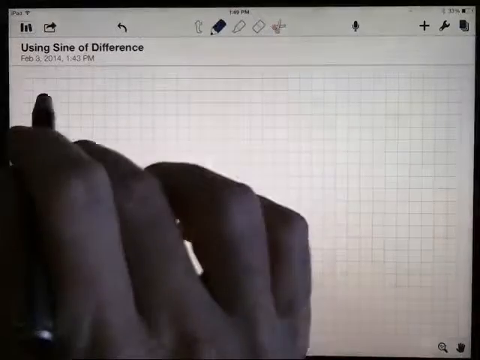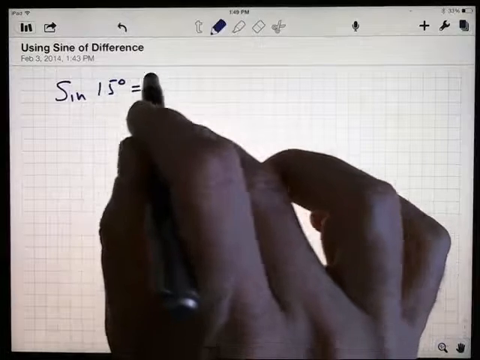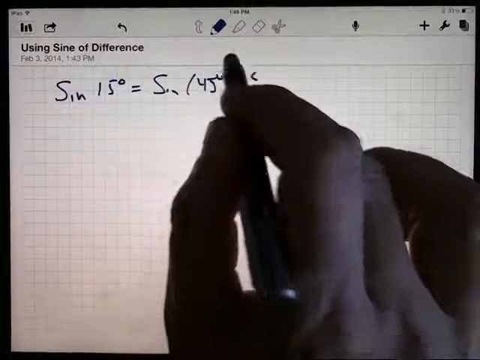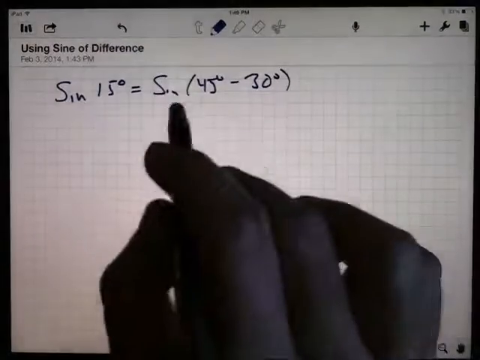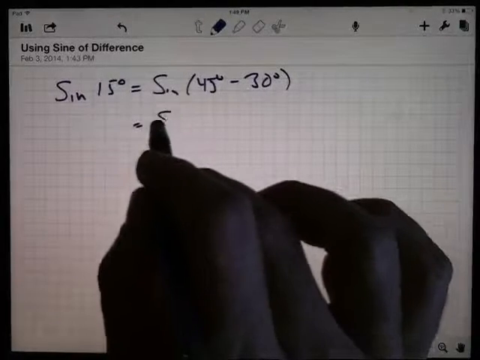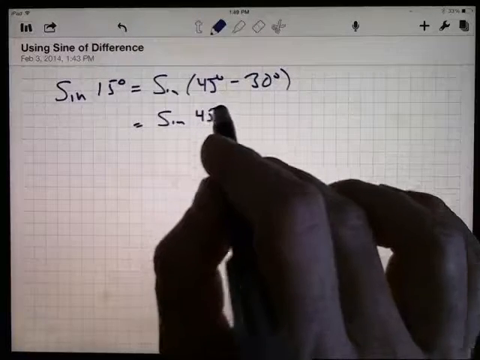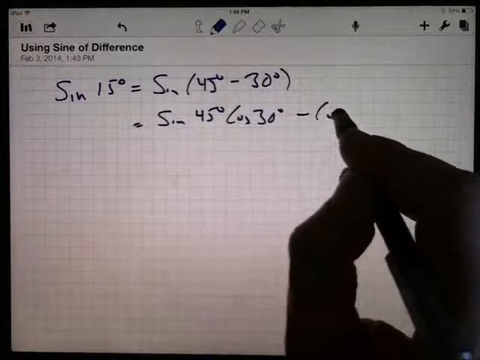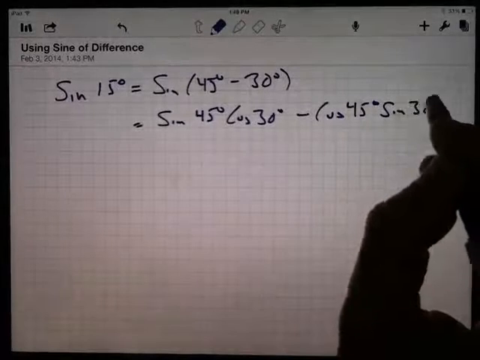I want to look at the sine of 15 degrees, and I'm going to think of this as the sine of 45 degrees minus 30 degrees, because I know stuff about 45 and 30, and I'm going to use that to get information about 15. So, the sine of a difference is the sine of the first angle times the cosine of the second angle minus the cosine of the first angle times the sine of the second angle.